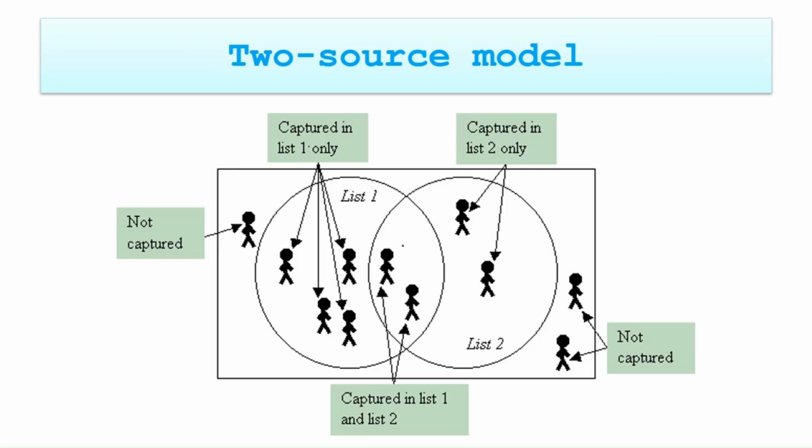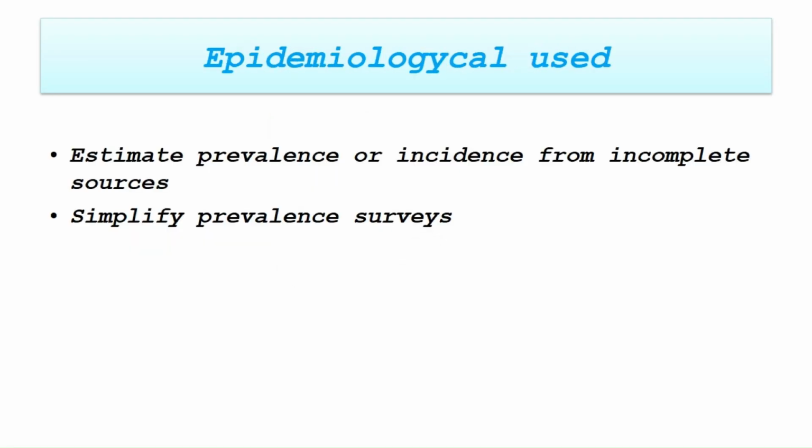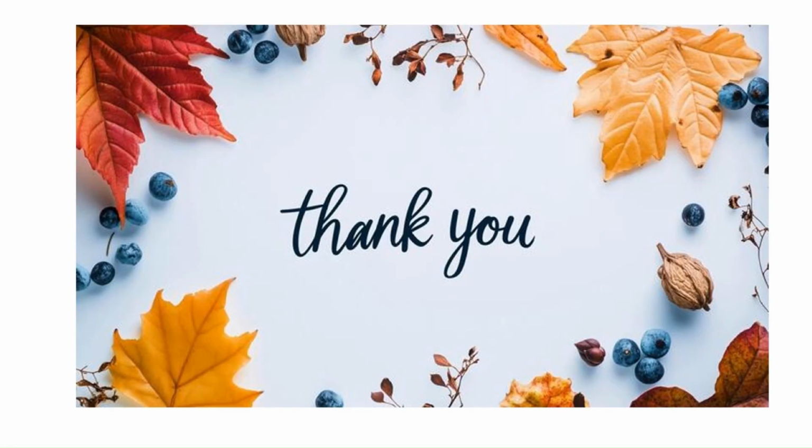Here we have the two sources model: list 1 and list 2. List 1 captures 2 or 4 persons, list 2 captures some persons, 2 persons are commonly captured, and some persons are not captured by list 1 and 2. This is the two sources model in the capture-recapture method. It is used to estimate prevalence or incidence from incomplete sources, and simplifies prevalence surveys. Thank you for your attention.